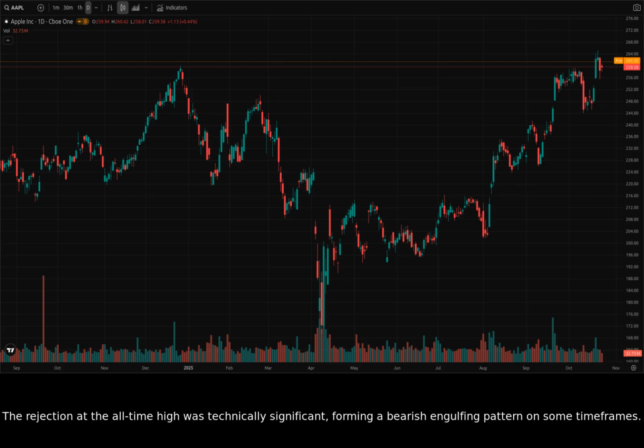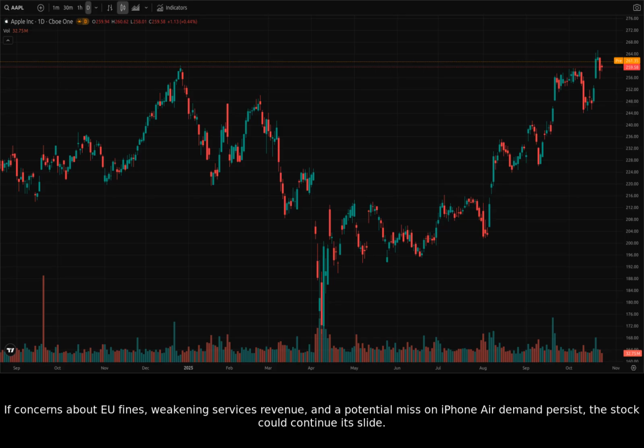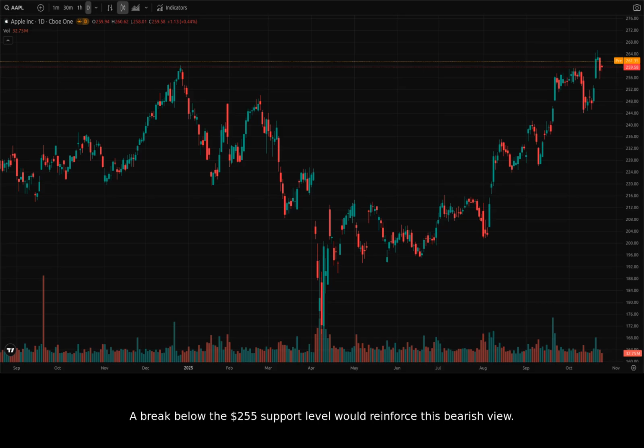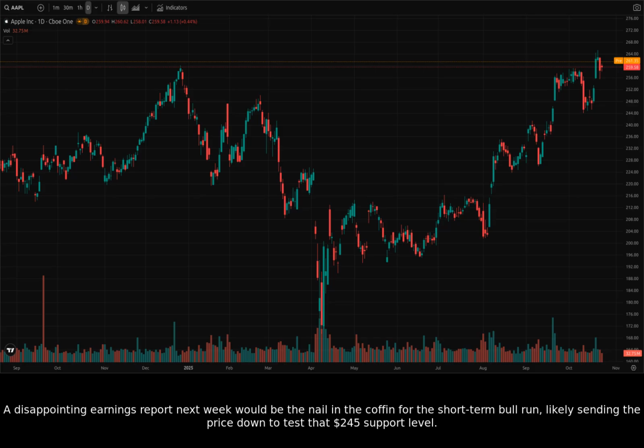The rejection at the all-time high was technically significant, forming a bearish engulfing pattern on some timeframes. If concerns about EU fines, weakening services revenue, and a potential miss on iPhone Air demand persist, the stock could continue its slide. A break below the $255 support level would reinforce this bearish view. A disappointing earnings report next week would be the nail in the coffin for the short-term bull run, likely sending the price down to test that $245 support level.